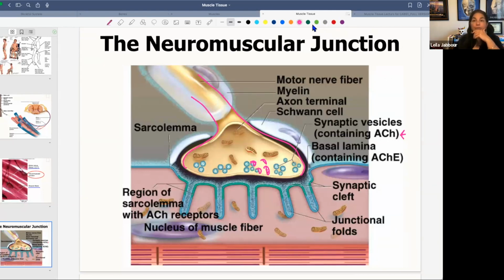On the muscle side, this is the sarcolemma. We already saw that term. And the sarcolemma doesn't go straight down, forming just two parallel lines facing each other. Actually, we have these invaginations of the membrane like this. This is called the end plate. And I don't see it written here. This is the end plate.